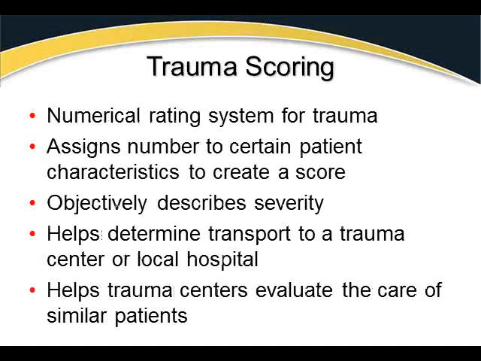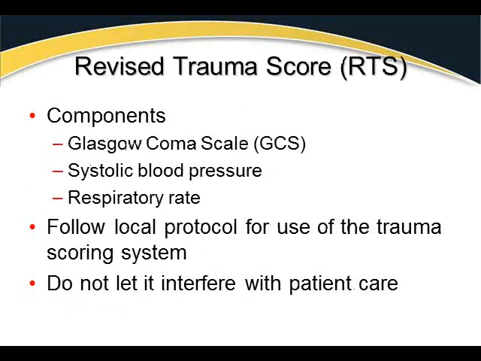So trauma score is a numerical rating system for trauma that assigns a number to patients with certain characteristics and creates a certain score. It objectively describes the severity, and it helps determine transport to a trauma center or a local hospital, and it helps trauma centers evaluate the care of similar patients. So it's kind of a standard. So there's the revised trauma score, which uses 3 major components: the Glasgow Coma Scale, which we all have already learned about, the systolic blood pressure, and the respiratory rate.